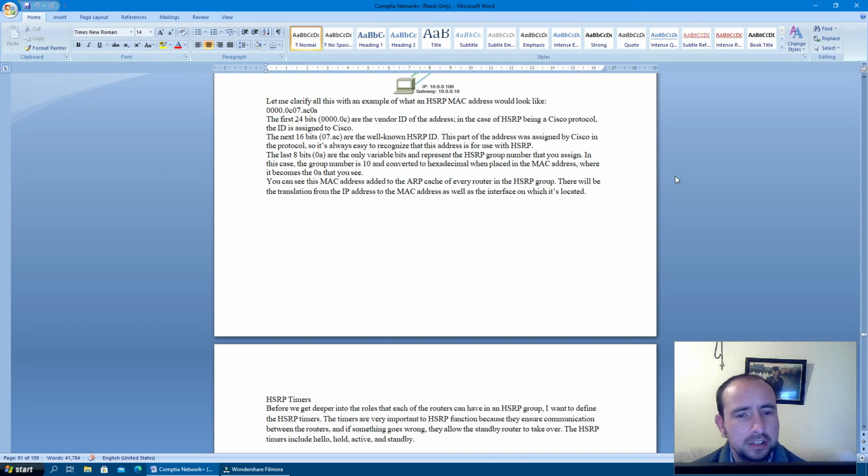You can see this MAC address added to the ARP cache on every router in the HSRP group. There will be the translation from the IP address to the MAC address as well as the interface on which it's located.